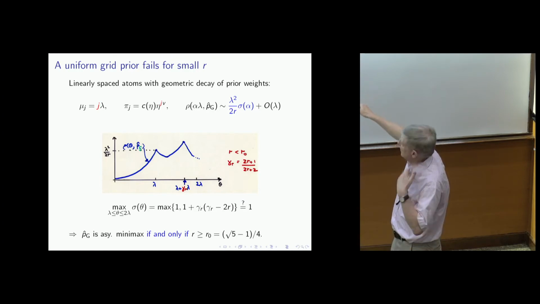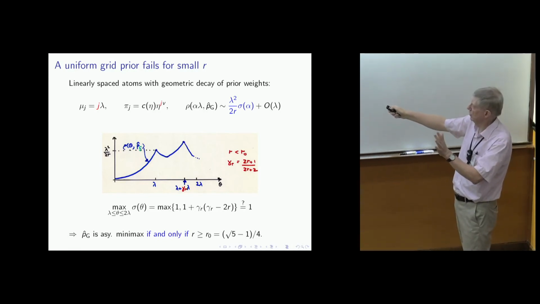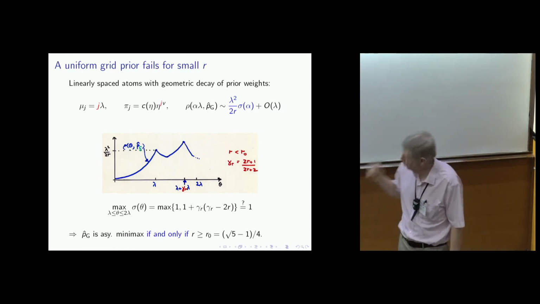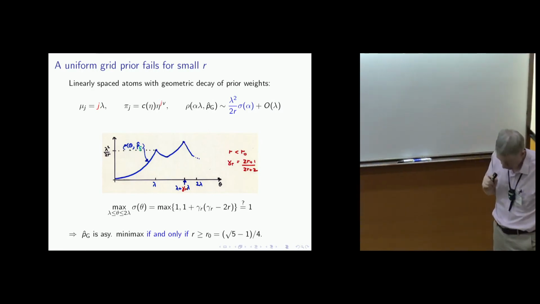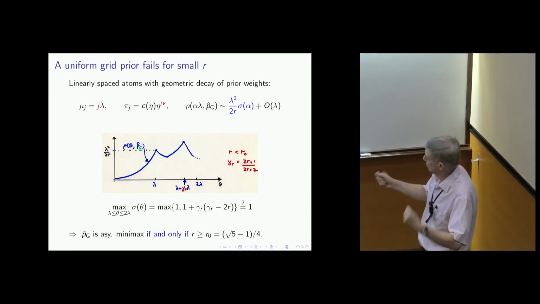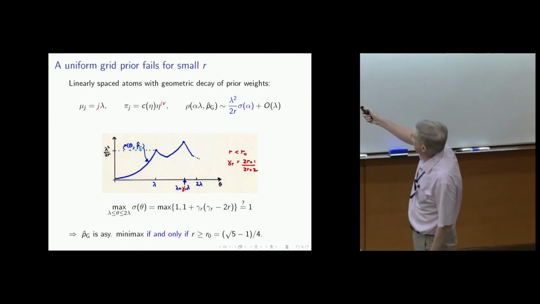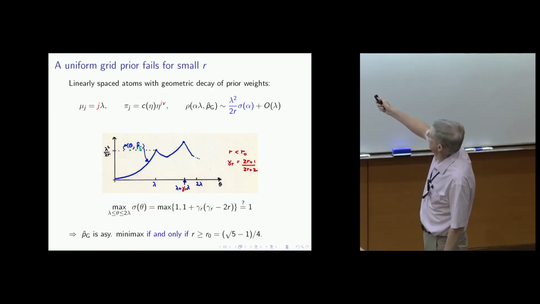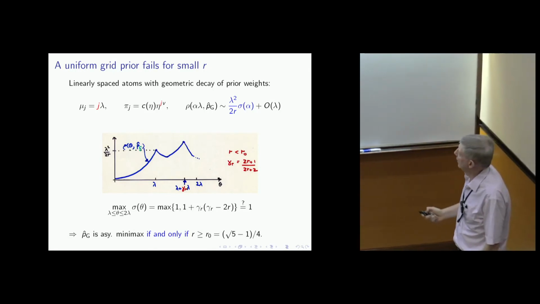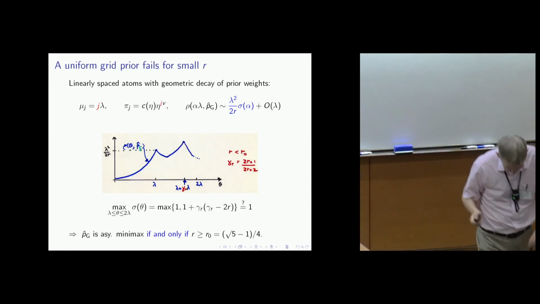And that occurs if and only if the future to past variance ratio is larger than this quadratic solution of a quadratic equation. It's about 0.3. So if the future to past variance ratio is too small, below this, then the problem is too hard, and the uniform grid prior is not asymptotically minimax. So this is where the parallel breaks down.